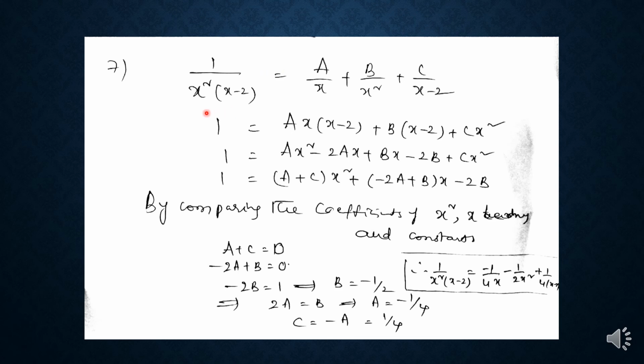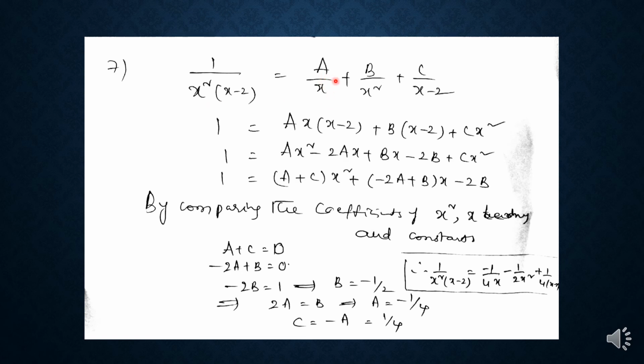If we observe the denominator, we can see there are two repeated factors and one non-repeated factor. For that we can take the partial fractions as a by x plus b by x square plus c by x minus 2. Now here the LCM is x square into x minus 2. Both sides of denominators are equal, so we can cancel them.